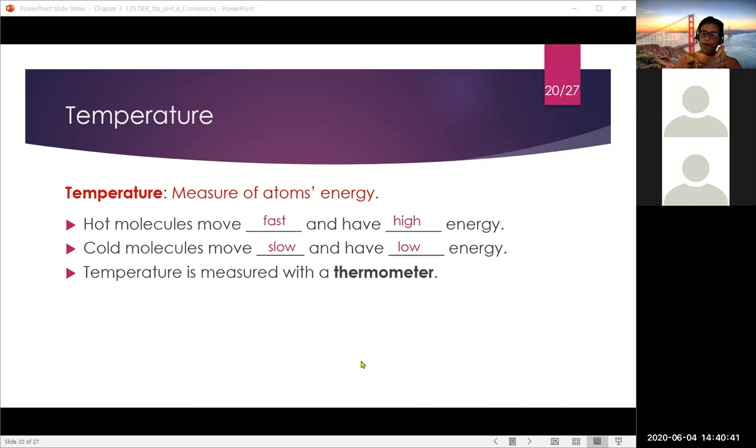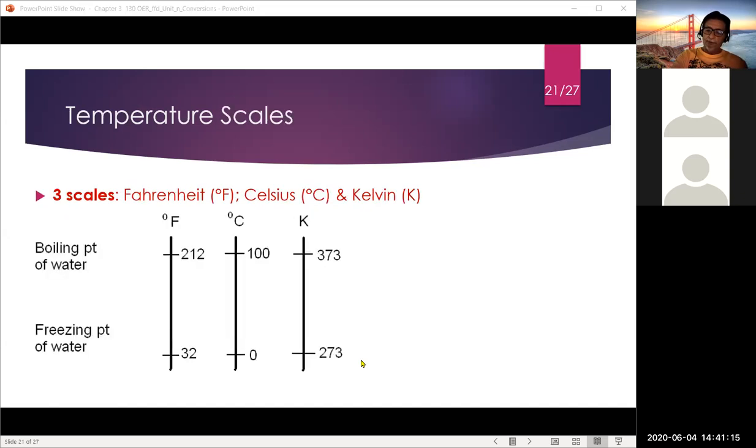Now, that doesn't mean that temperature, well, how can I state this? Temperature does not measure energy. The thermometer is just measuring the temperature of the molecules. We know the higher the temperature, the more energy you have in the system. That's all you can say. So temperature is simply measured by a thermometer.